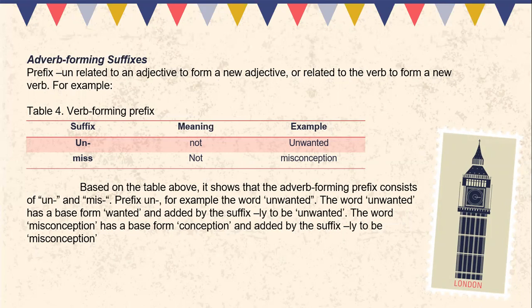The word unwanted has the base form wanted and is added by the prefix un- to be unwanted. The word misconception has the base form conception and is added by the prefix mis- to be misconception. The next slide will be presented by my friend, Alifia.